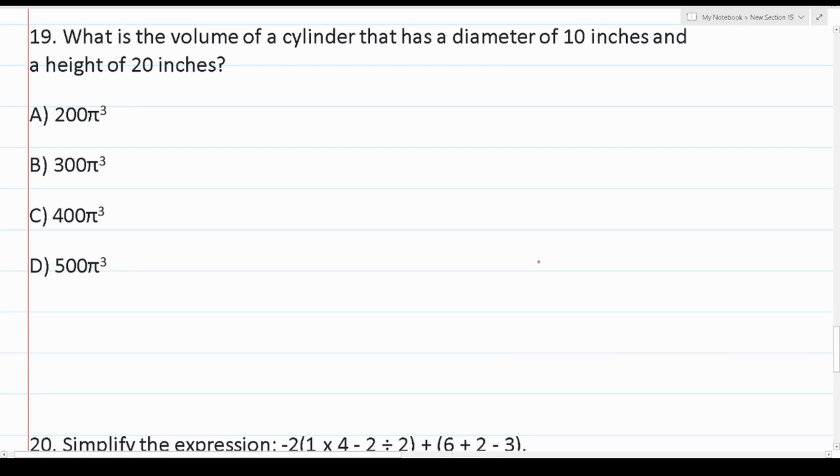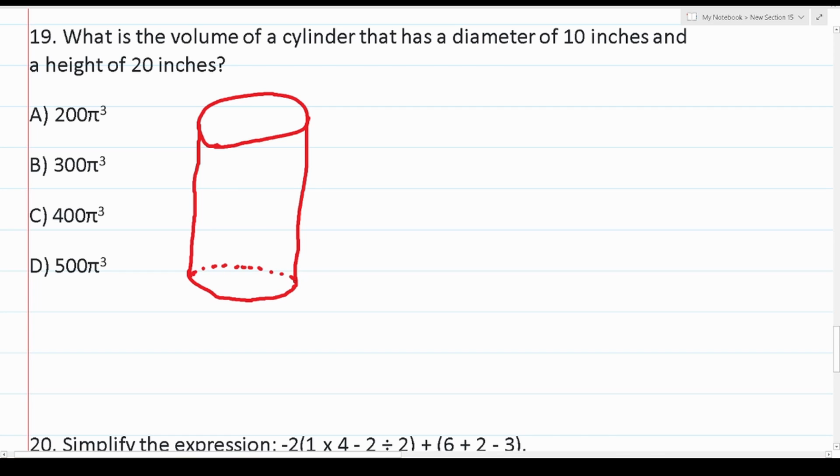All right, number 19 says, what is the volume of a cylinder that has a diameter of 10 inches and a height of 20 inches? So if it's helpful, we can draw a diagram of a cylinder. Kind of looks like this. And in order to find its volume, we're going to have to do this formula, pi r squared times height. This pi r squared refers to the area of one of the faces of the cylinder, and we just multiply it by its height to find its volume.